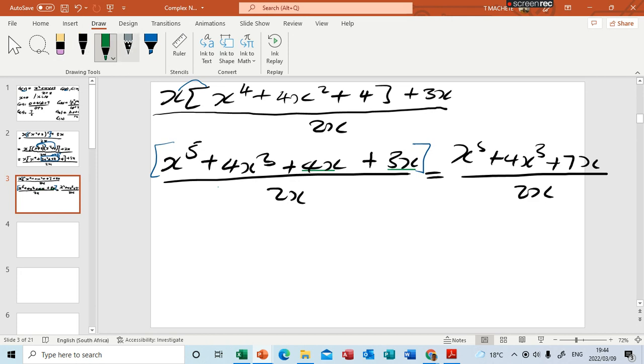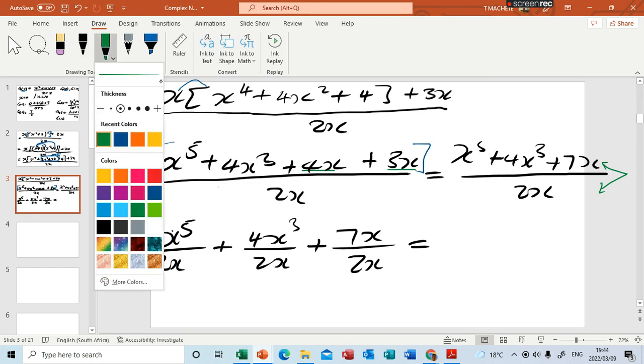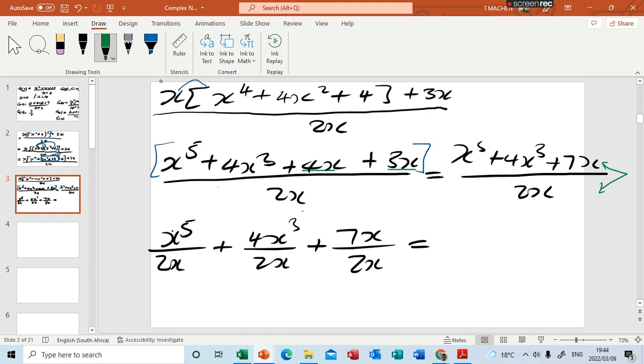So now that you are done with your numerator, you go to your denominator. You have to divide the two. So here's what you're going to do. You split this, guys. You're going to say x to the power 5 over 2x plus 4x cubed over 2x plus 7x over 2x. Then now you can apply that exponential rule. You guys still remember the exponential rule? Dividing the powers of the same base, you subtract the exponent. So I'm going to show you with this one. For those who forgot, since you're dividing x and x, you're going to subtract the exponent. So this is what you're going to do.